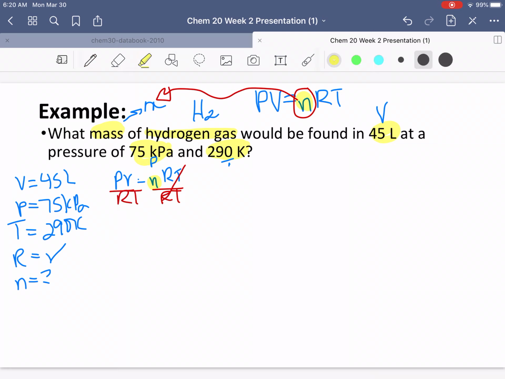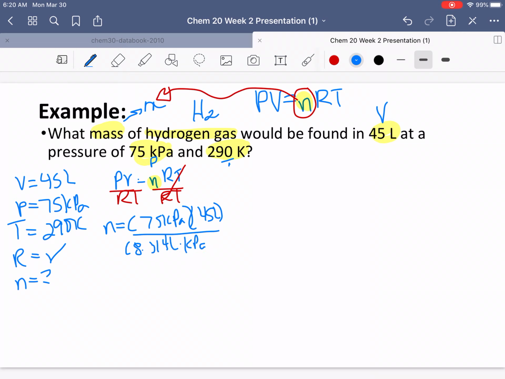N is equal to PV over RT. Pressure, 75 kilopascals. Volume, 45 liters. Divided by R, 8.314 liters times kilopascals over moles times Kelvin, times that temperature, 290 Kelvin.